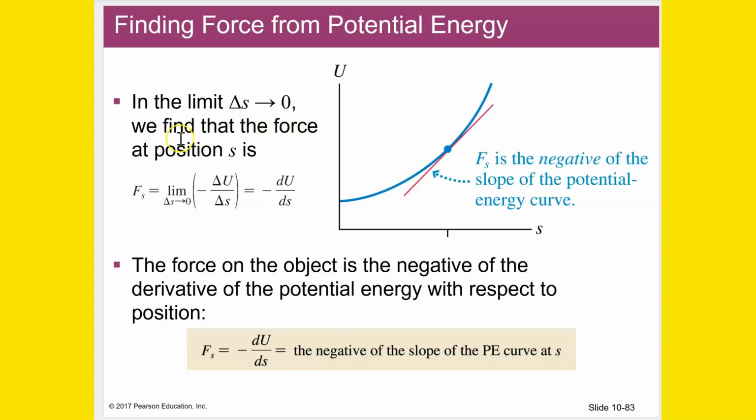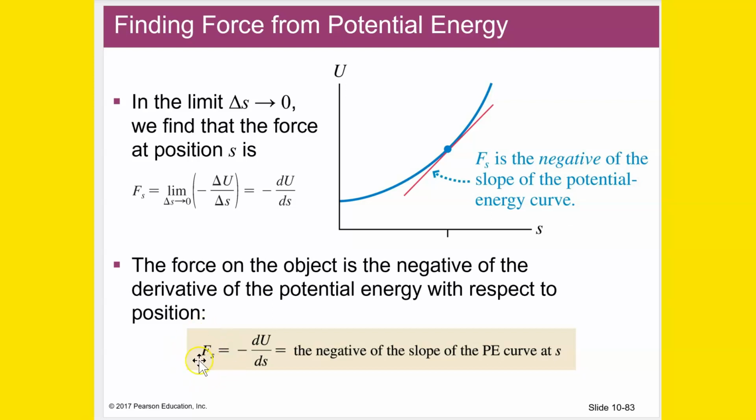In the limit delta S approaching 0, we find the force at position S is the negative derivative of U with respect to S. So it's the negative of the slope of the potential energy curve. The force on the object is the negative of the derivative of the potential energy with respect to the position. So that might be something to write down. It might help you with a homework problem eventually.